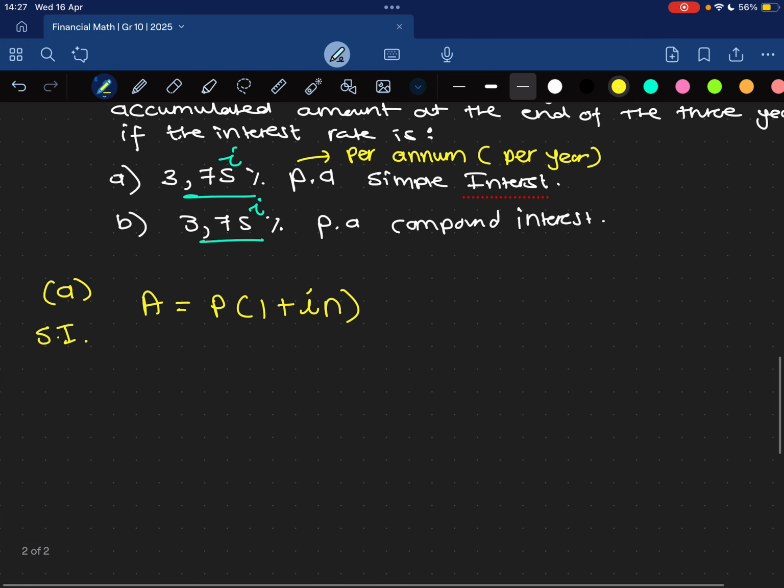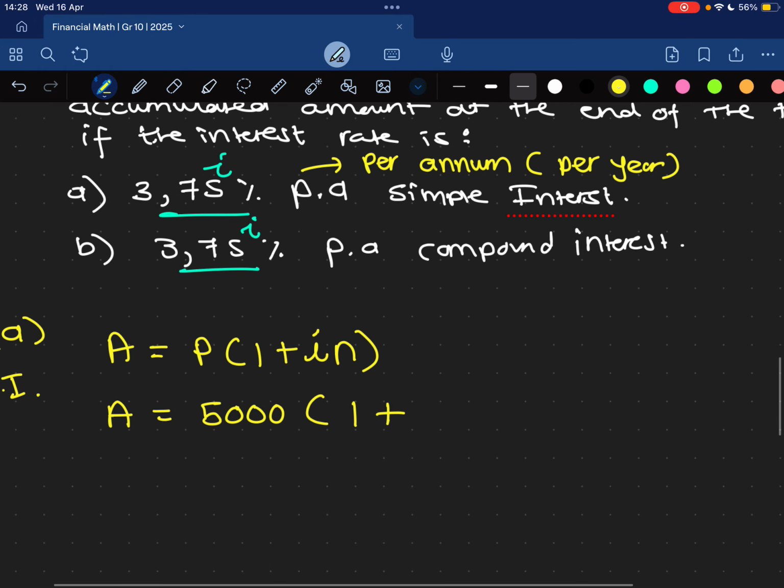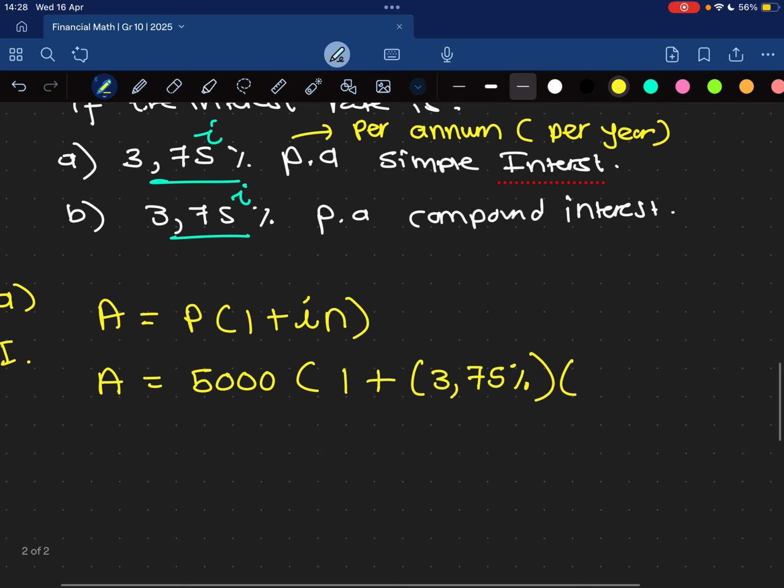Okay, so let's go back to the question. They want us to find out the accumulated amount. So the P value is 5,000, 1 plus the interest, which is 3.75%, multiplied by the years, which is 3 years. So you're going to take your calculator and you say 5,000 brackets 1 plus. Now, this 3.75 you're going to use the percentage on your calculator.